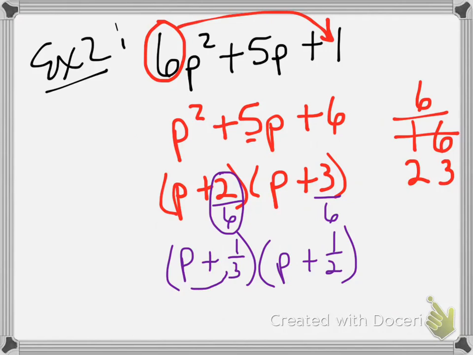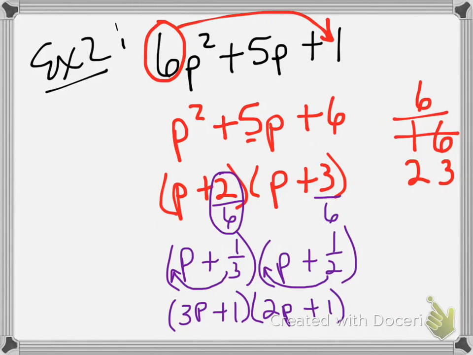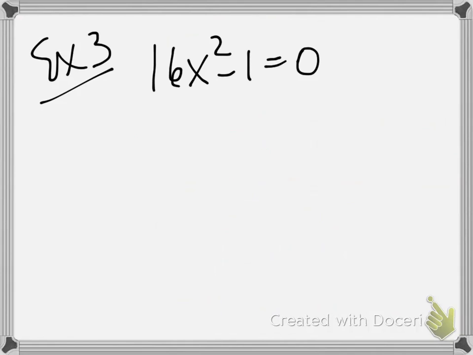1/3 is not a whole number, so I'm going to squeeze the 3 over, 3p plus 1. And 1/2 is not a whole number, so I'm going to squeeze the 2 over and have 2p plus 1. So my factors are 3p plus 1 and 2p plus 1 for 6p squared plus 5p plus 1. And remember, this is what you do when you have a leading coefficient.